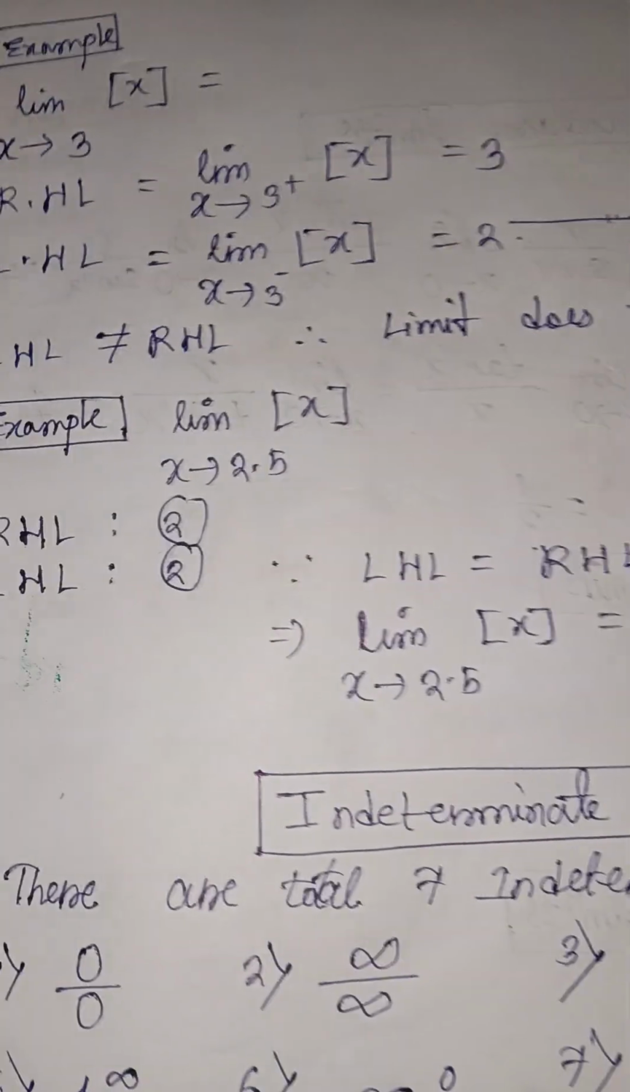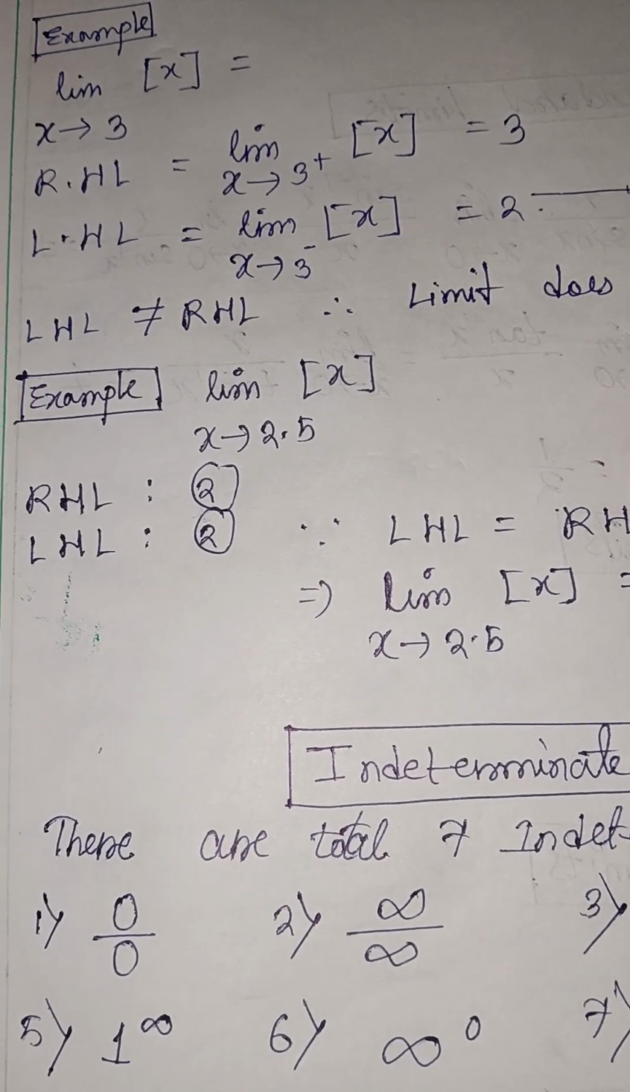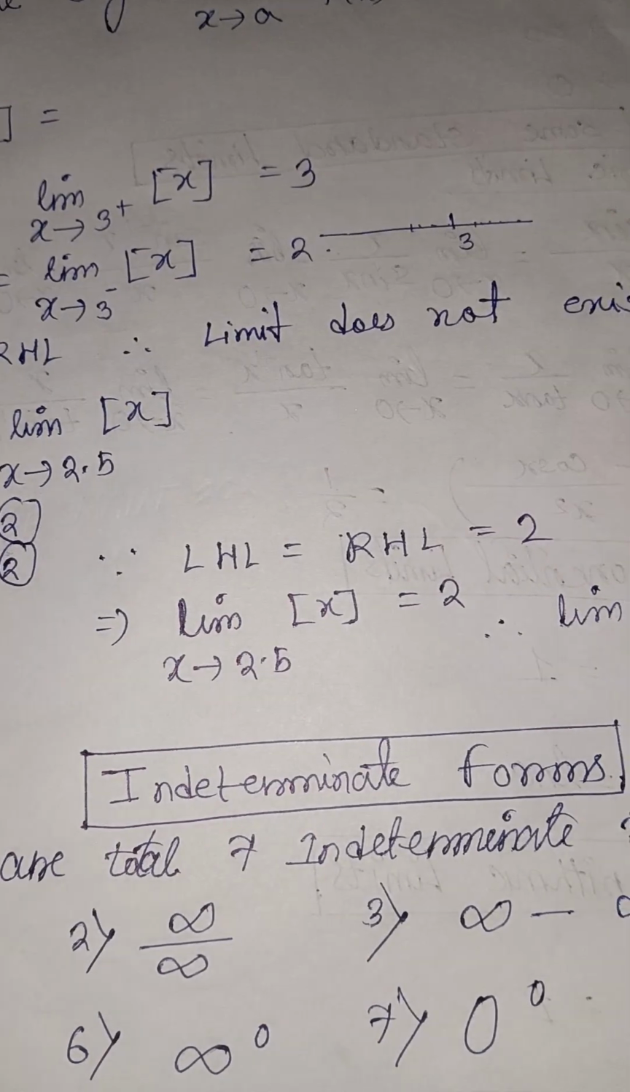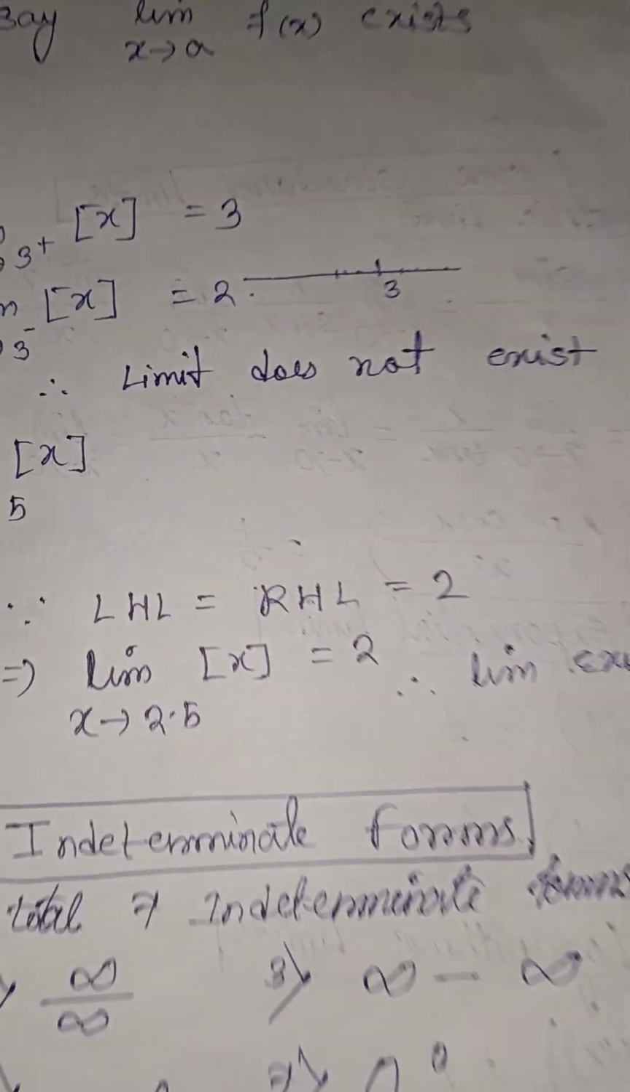For example number 2, limit of [x] where x tends to 2.5. So यहाँ पर right hand और left hand दोनों limit 2 हो रहा है. That means right hand limit is equal to left hand limit. That means limit exists and the box of limit, जो box x है, उसका value है 2.